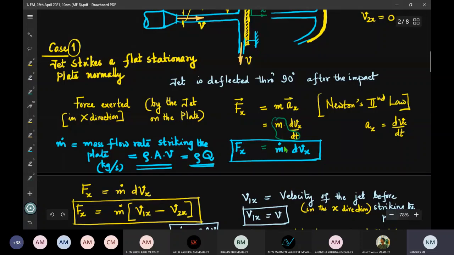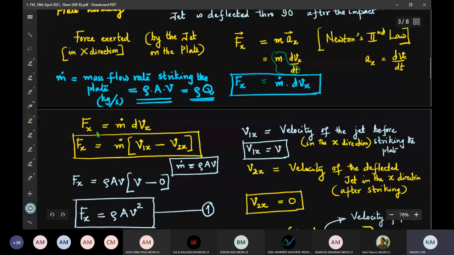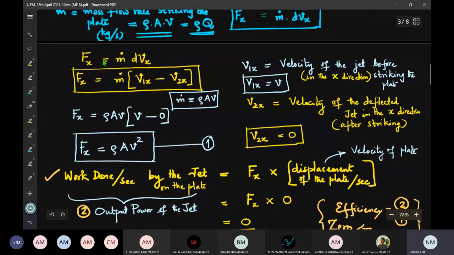How do we explain this one? M dot into change in velocity in the x direction. This is very important. That's why I have highlighted this. And now, what is the force exerted in the x direction by the jet on the plate? A horizontal jet striking normally on a stationary flat vertical plate. We have certain assumptions also. So Fx is equal to m dot into dvx. What is the change in velocity in the x direction? We write v1x minus v2x. Please understand that this v1x, suffix 1, stands for the condition before striking.